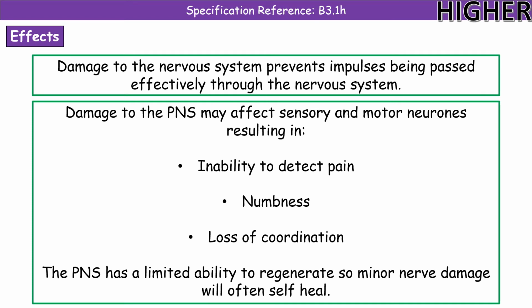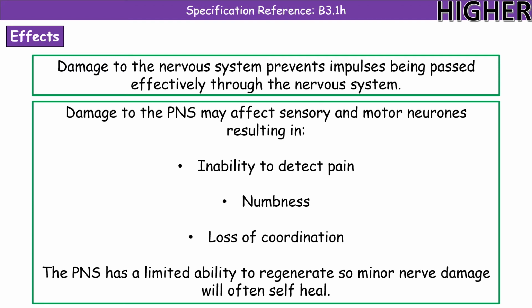If we start off by considering the peripheral nervous system and the damage to the PNS, then what we're looking at here is damage to your sensory or your motor neurons. Now, one of the key things that you're going to see as a result of that damage is an inability to detect pain, or regions of numbness. By that we mean that there's going to be parts of your body that even if you push on it, if you stick something in your hand, you may not feel it.